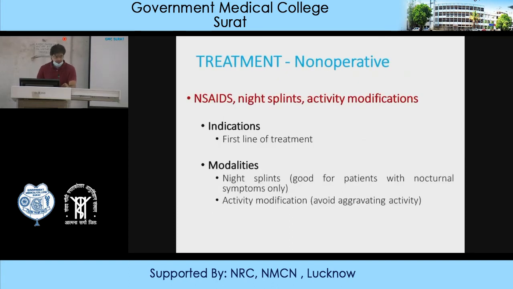So what will be the treatment? The non-operative or conservative treatment could be non-steroidal anti-inflammatory drugs, night splint, and activity modification. But in whom can you advise it? The indication is that it's the first line of treatment. Modalities could be the night splint, which is good for patients with nocturnal symptoms only, and activity modification, which avoids aggravating activity.